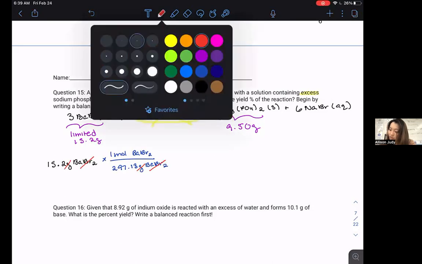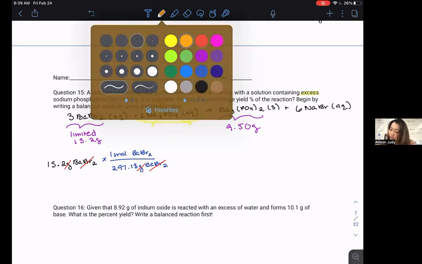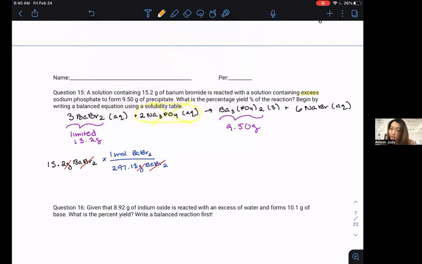So then we move on to the next step and we say, well, according to my molar ratio, my balanced coefficients, my balanced equation, I know that for every 3 moles of barium bromide, I produce 1 mole of Ba3(PO4)2, barium phosphate. Okay, and so that gets me into not moles of barium bromide, but now moles, and I forgot to write the word moles, of barium phosphate.